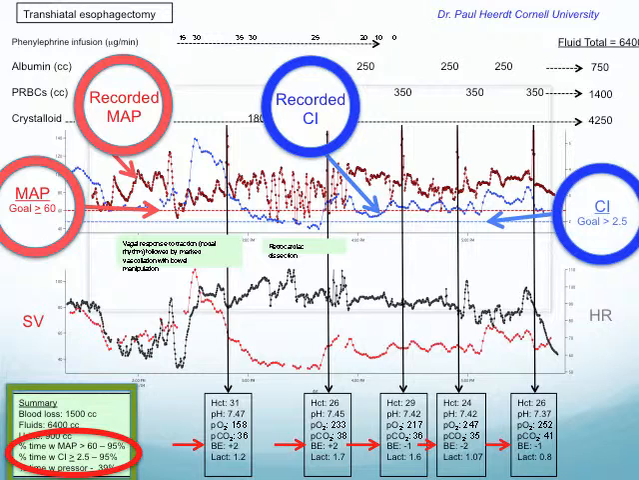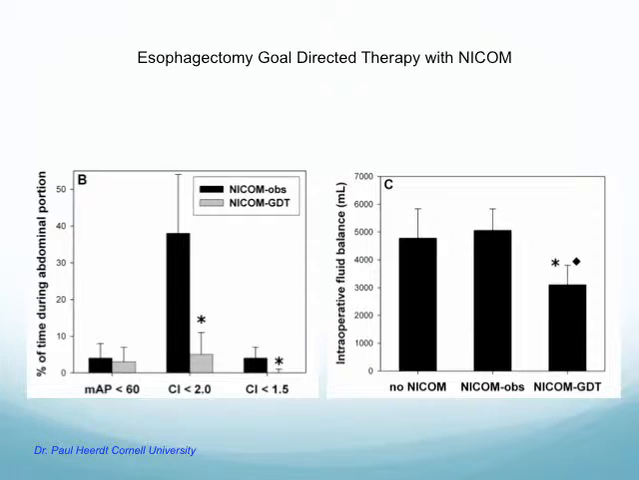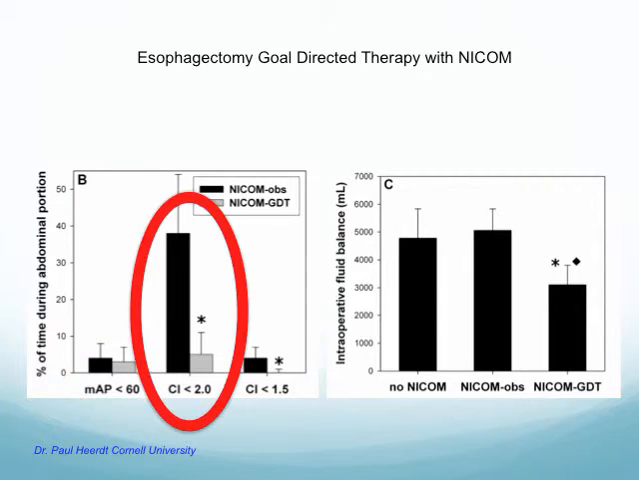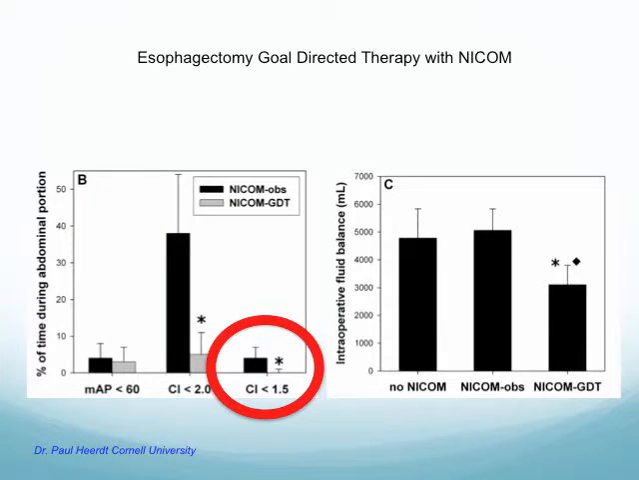The anesthesiologist was able to maintain a mean arterial pressure of greater than 60 for 95% of the time, whether or not they used the NICOM monitor. But the use of the NICOM data allowed the anesthesiologist to significantly reduce the time that the patient spent during the operation with an inadequate cardiac index or shock state.